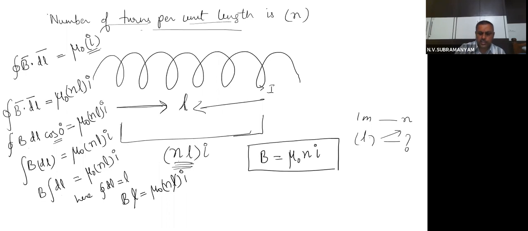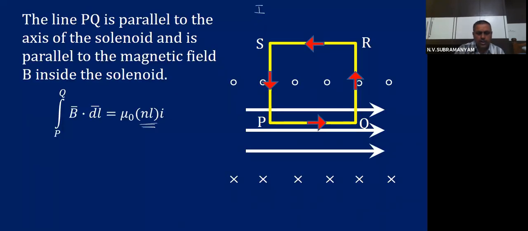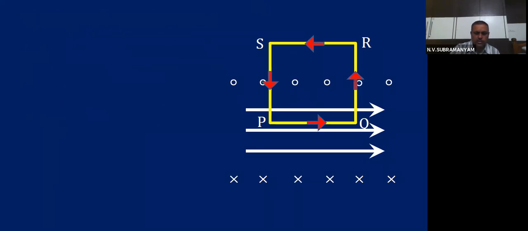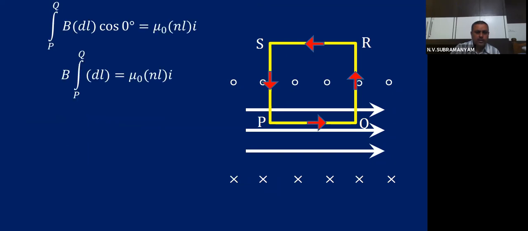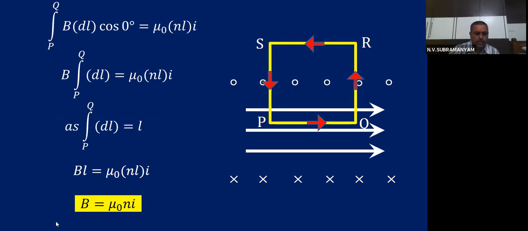So I hope the explanation is clear to all of you. This is what I am putting here in text form so that everybody can copy. Okay. So first step, B dot dl is mu naught NLI. Second step, B dl cos 0 is mu naught NLI. Why did I take cos 0? Because the angle is 0. Cos 0 value is 1, and B is constant, so write it outside. Integral dl is what? L. So BL is mu naught NLI. Or B is what is the formula? You tell me, all of you. Mu naught NI. So we have successfully calculated the magnetic field of a solenoid.